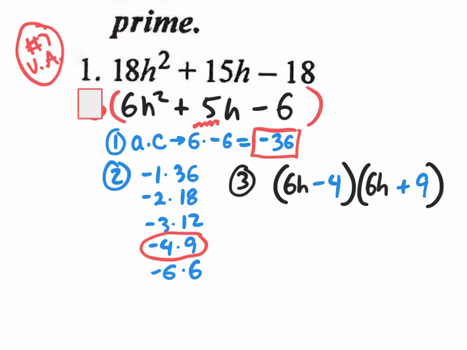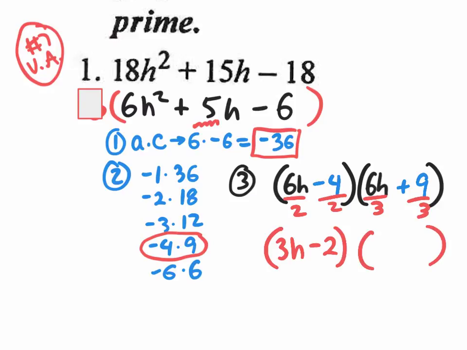So on the first binomial, the 6 and the 4, you could divide both of them by what? 2. So if you divide both by 2, you get 3h minus 2, and that is the binomial on your answer. How about the other binomial? We're going to divide it by 3. That's right. So our answer is going to have a 2h plus 3.